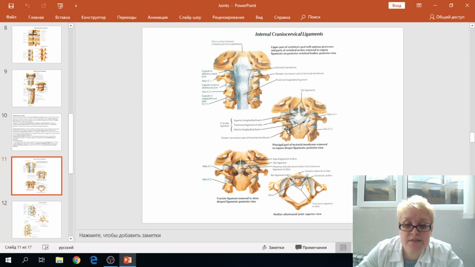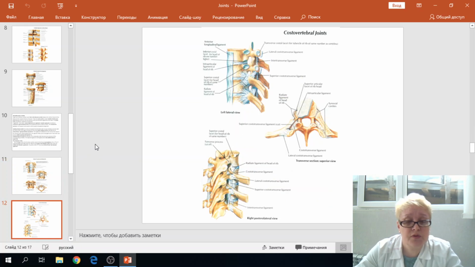And all this joint is covered outside by the tectorial membrane, which is the continuation of the posterior longitudinal ligament, which is present on the inside in the vertebral canal. These pictures show the costovertebral joint, and the head of the rib articulates with two costal facets, this superior costal facet and this inferior costal facet.